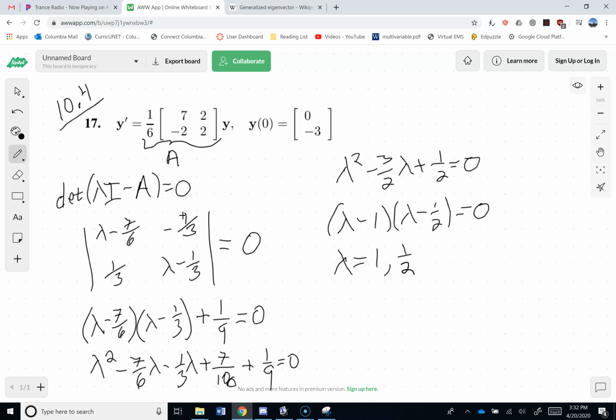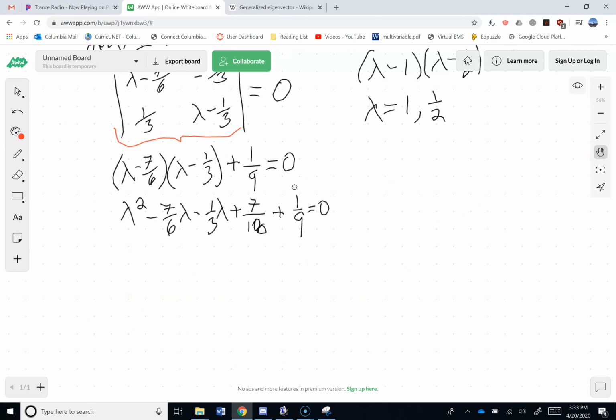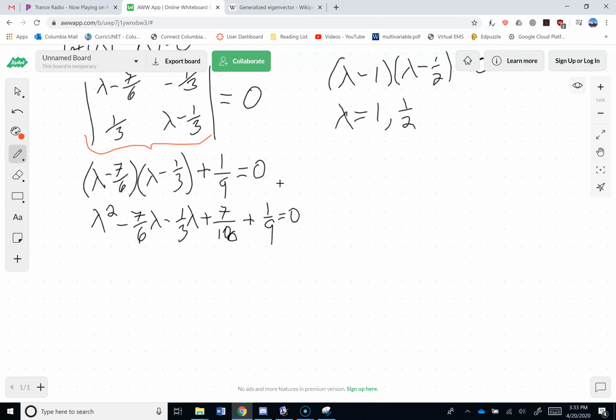Okay, good news. Now I need eigenvectors to go with those. And so the matrix that I'm going to sub those into is kind of this one here, this red one. Okay, so when lambda is 1 and when lambda is 1/2, I need a hotkey to change the pen's color. That would be really great.